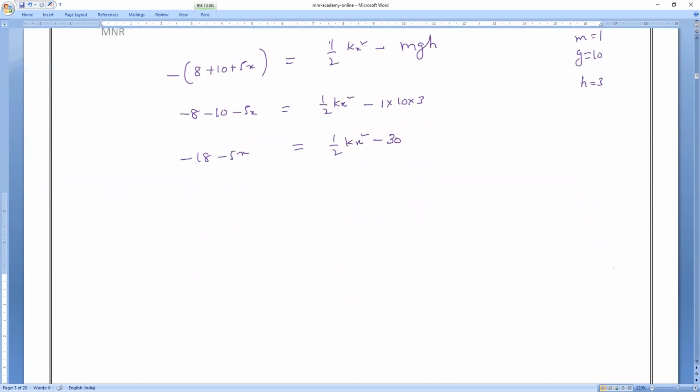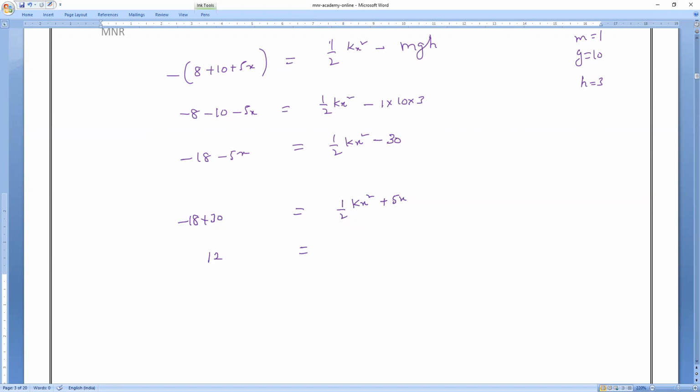Am I right, all of you? Understanding? Please respond. So now if I take this one, minus 30 will come this side, it will become plus 30. And minus 5x will come this side, what will it become? Everybody, please respond. Plus 5x. Clear? So now you can make it 30 minus 18. How much is the answer? 12.